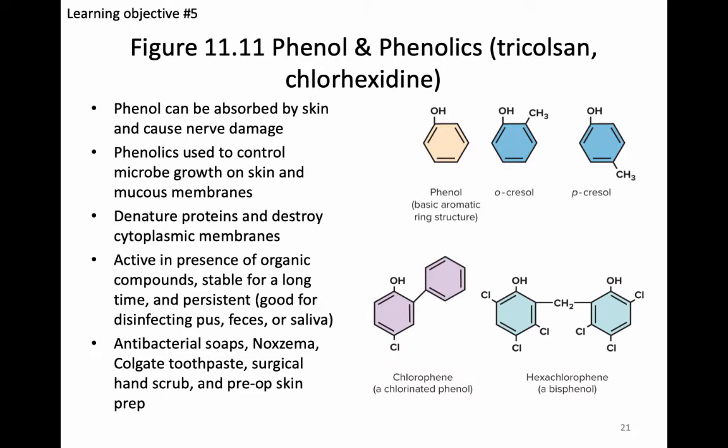The way they work is they denature proteins and destroy cytoplasmic membranes. They're really good in hospitals because they are active in the presence of organic compounds like lots of blood. They're really stable for a long time and they're very persistent.